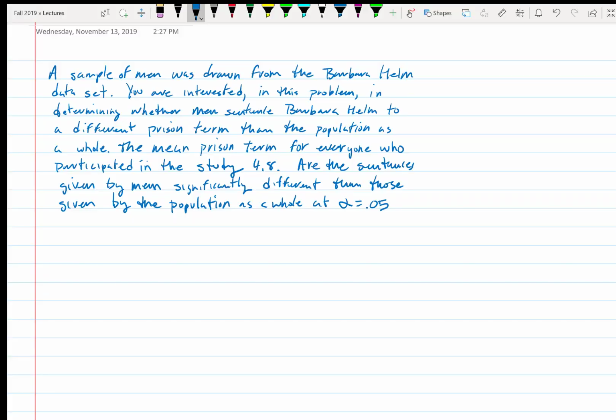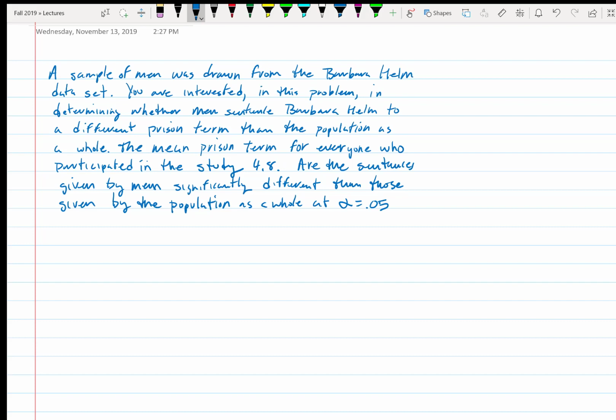I wanted to go over a couple of t-test problems with you in preparation for your upcoming exam. The first problem is a problem I made up using the Barbara Helm dataset. In this problem, you're interested in determining whether male students sentence Barbara Helm to a different prison term than all the students who participated in the study as a whole. The mean prison term for everyone who participated was 4.8.